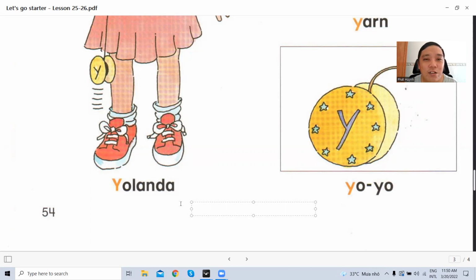So the song was very interesting, right? Bài hát hay phải không các em? Now, what are the letters? Ký tự đó là gì? What are the letters? Những ký tự là gì các em? That's right. W, Y. W and Y. Now, we listen to the recording one more time. Ta nghe cái recording một lần nữa nha.